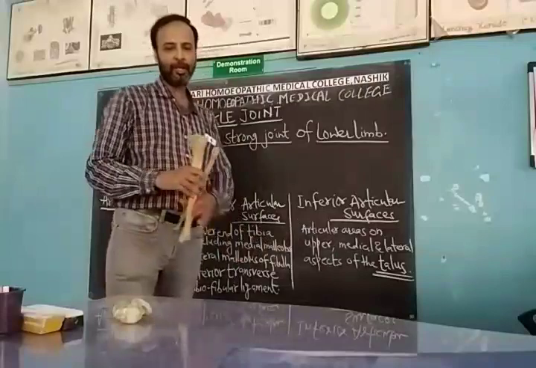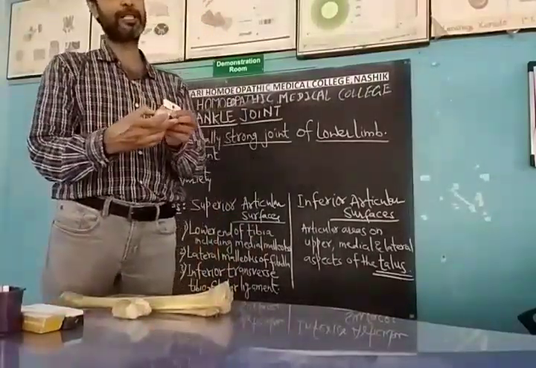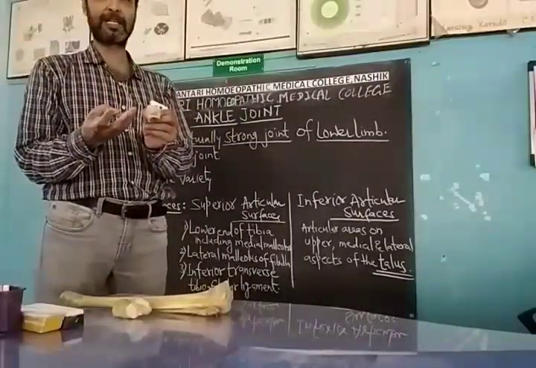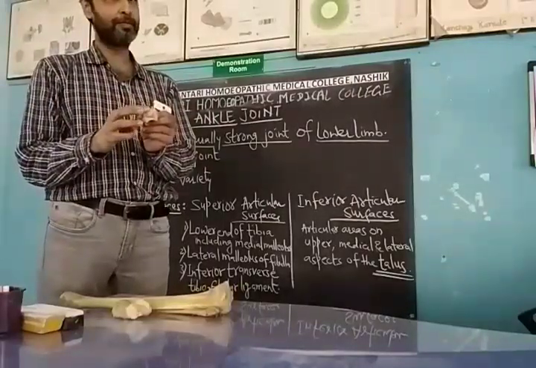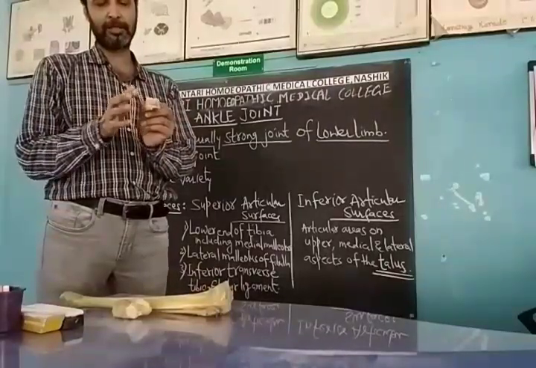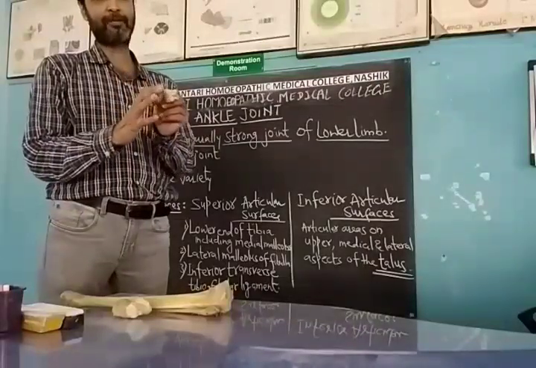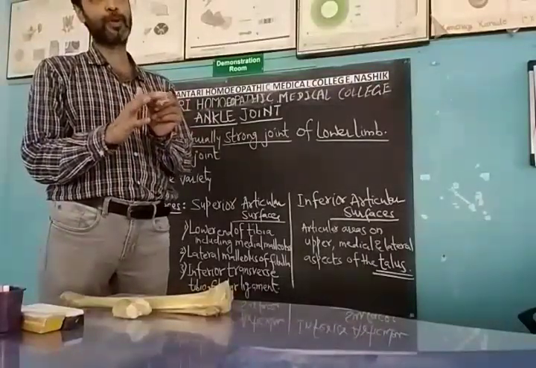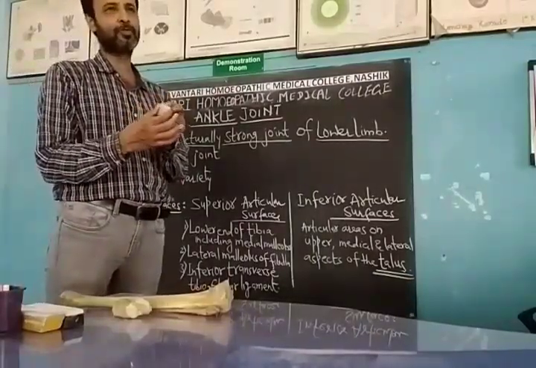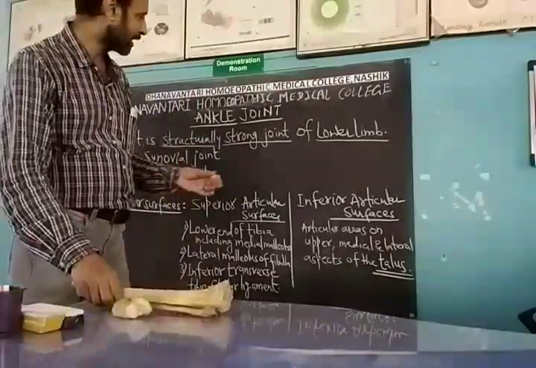Now inferiorly it is formed by the talus. This bone is the talus. On the talus there are three aspects with articular areas: the superior, the medial and the lateral. These three articular areas of the talus form the inferior articular surface. So these are the articular surfaces.